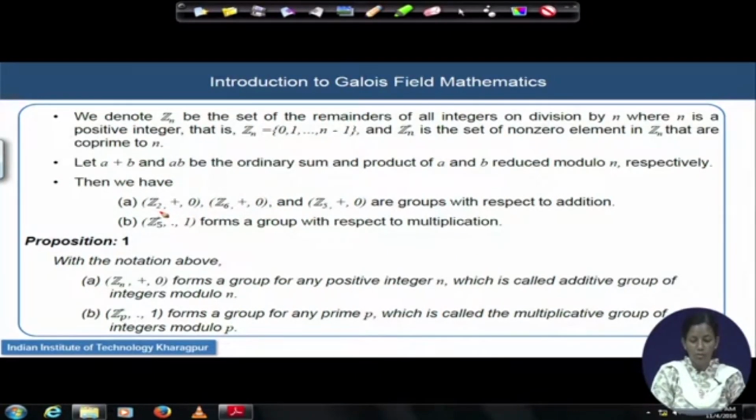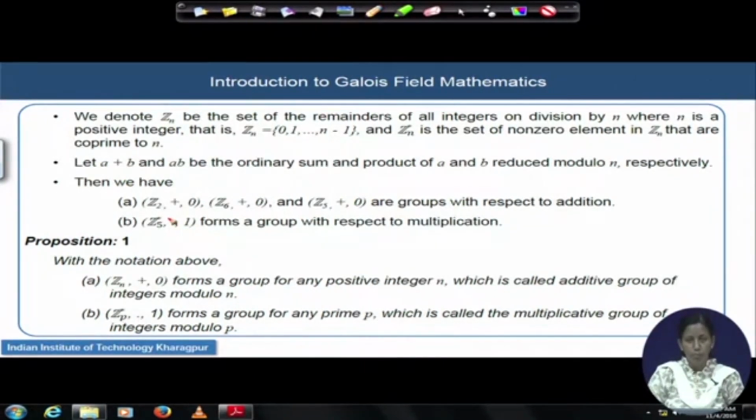Z2 is the remainder when the modulo 2 operation is run over the real numbers with respect to my positive operator and my 0 identity element, and it is a group. This is also true of the modulo 6 operation with respect to my positive operator and 0 identity element. Like this Z5 plus 0, they are all groups with respect to addition. And then this Z5 star with respect to my multiplicative operator and my identity element equal to 1 forms another group with respect to multiplication.